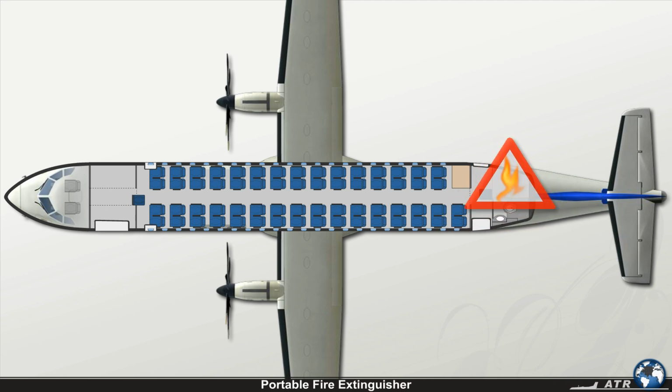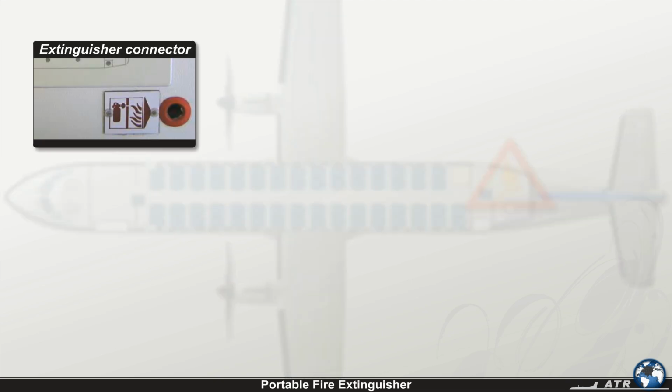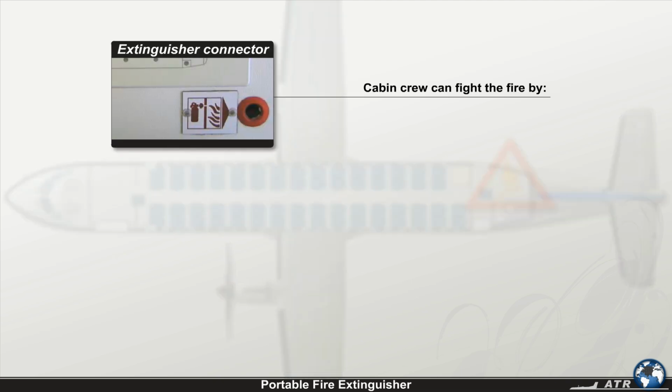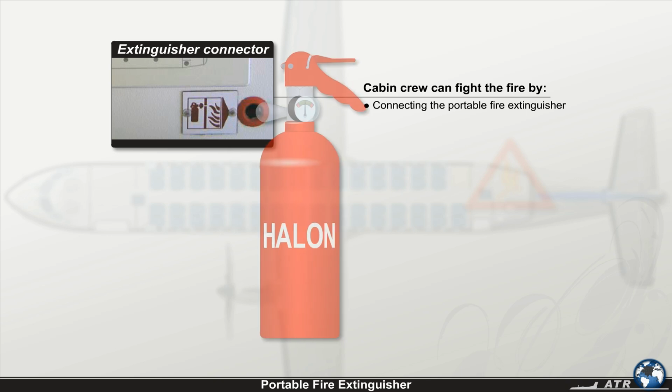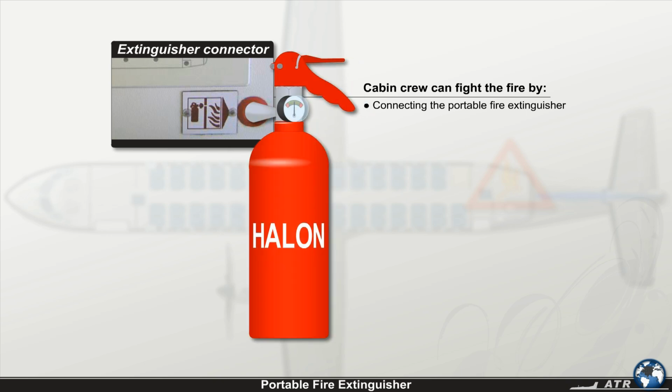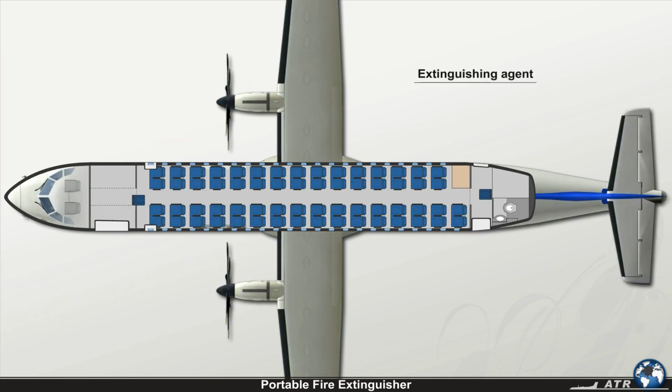If a fire in the rear cargo compartment occurs, the cabin crew can fight the fire by connecting the portable fire extinguisher on the appropriate connector, located on the aircraft rear wall near the flight attendant panel, and discharging it. The extinguishing agent will be spread into the rear cargo compartment via diffusers installed in the respective compartment.